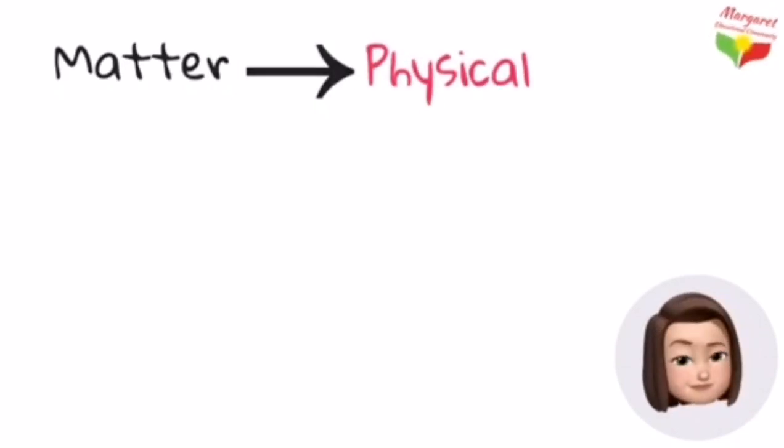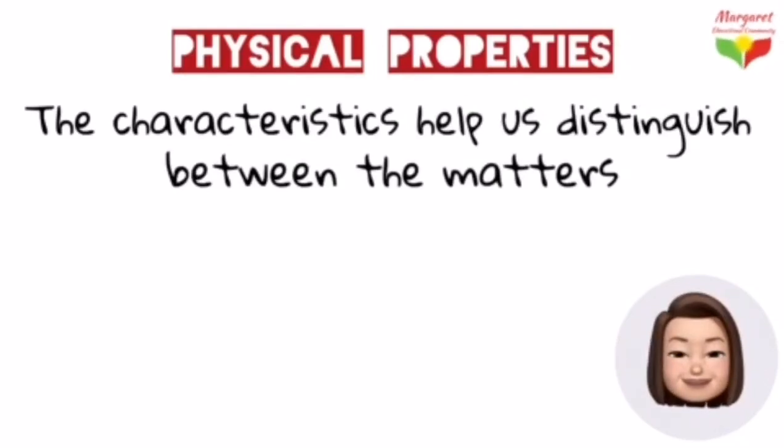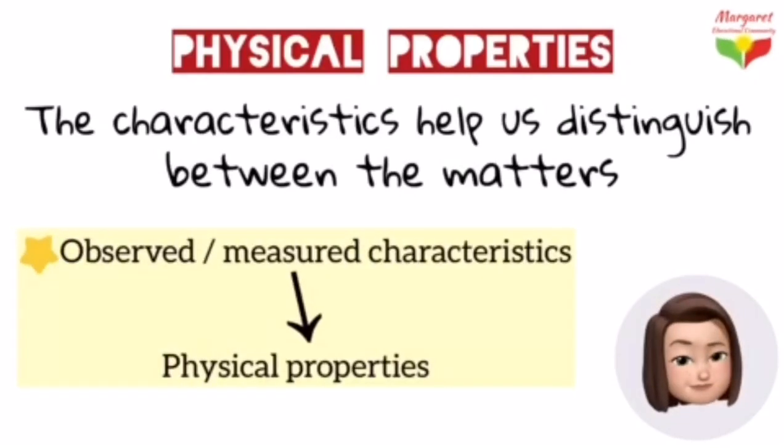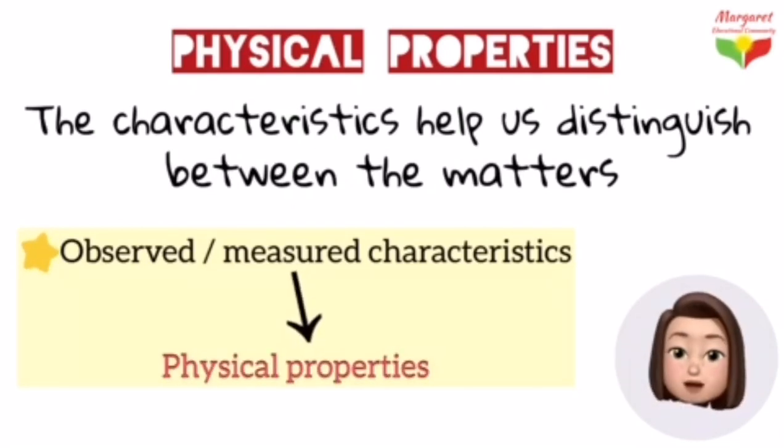The characteristics of a substance which enable us to distinguish it from any other substances are called properties. Any characteristic that can be observed or measured without changing the substance is called a physical property.